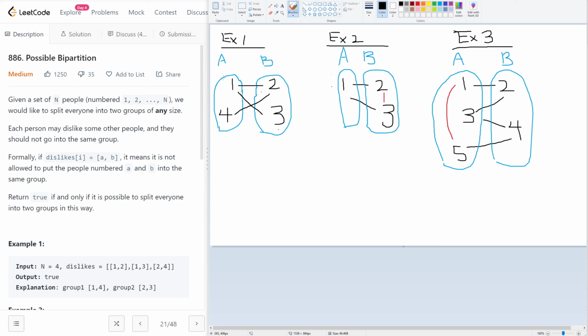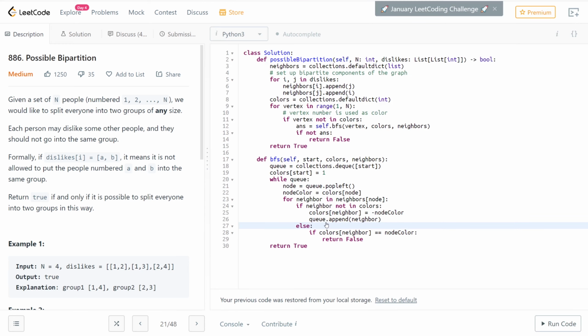But if we go over here, 2 and 3 are both in set B, so they are of the same color, because there's an edge connecting them. Likewise, 1 and 5 are of the same color, and that violates the bipartite set principle. And that just corresponds to this code right here, where if our neighbor is the same color as us, we have violated the bipartite set principle and we return false.